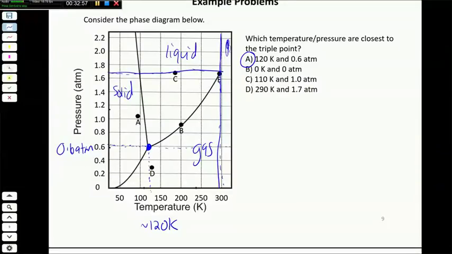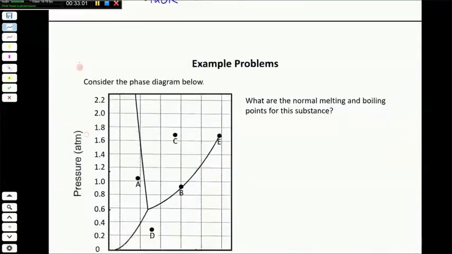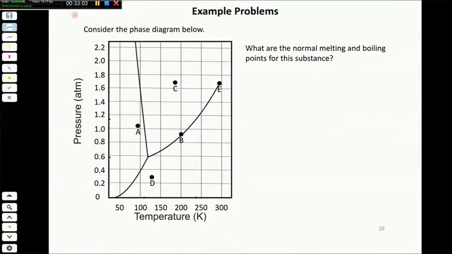Any questions on this one or any other things about this? All right. So the next one here, we want to know what are the normal boiling and melting points for this substance. So we have to remember the definition for the normal phase change temperature. Remember that normal means we're talking about a pressure of 1 atmosphere. So that would be the melting and boiling points at a pressure of 1 atmosphere.